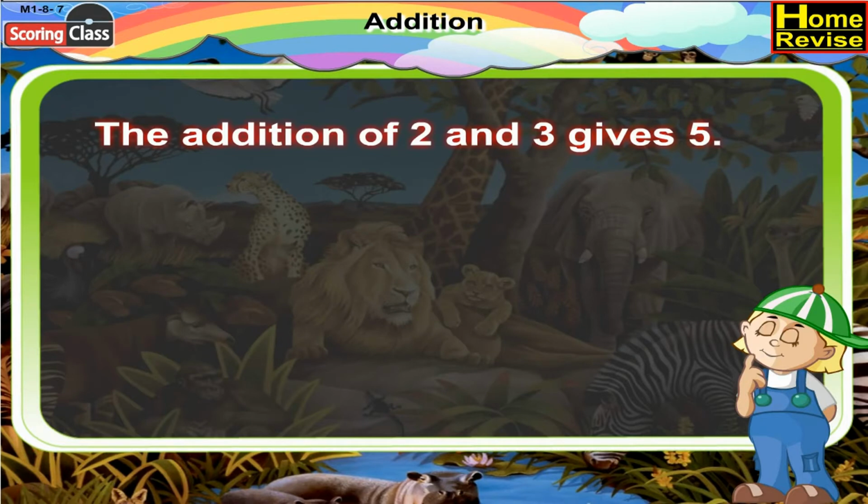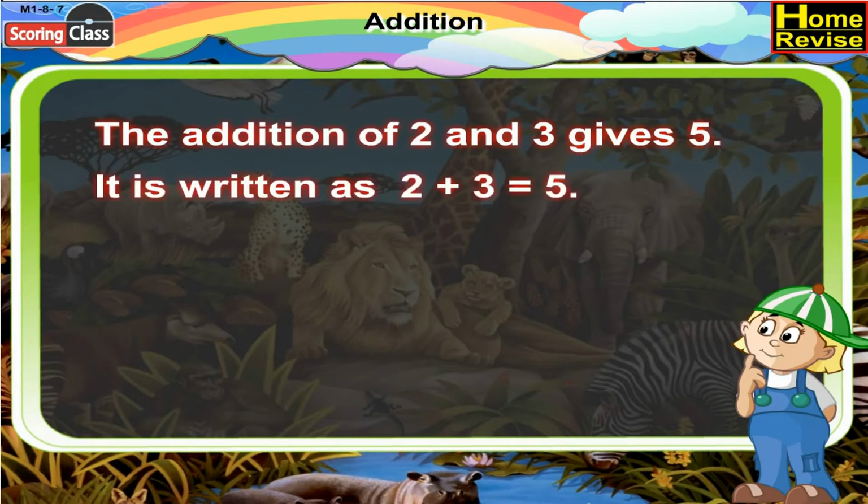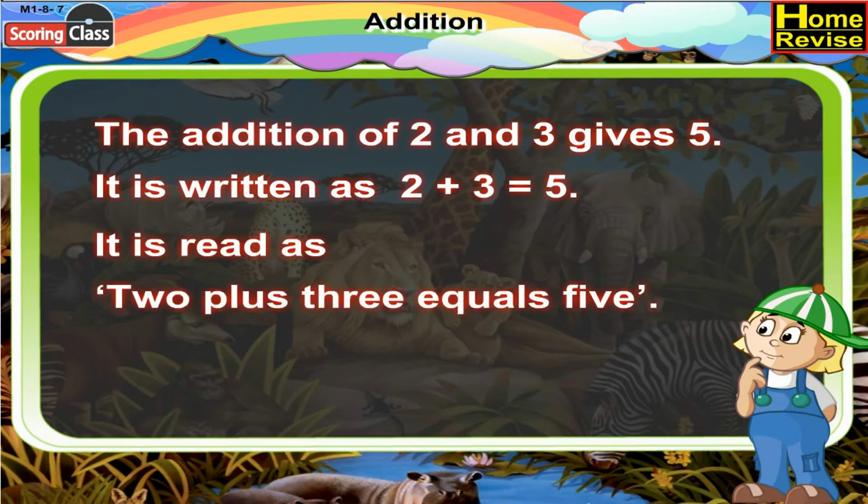Addition of 2 and 3 gives 5. It is written as 2 plus 3 is equal to 5, and it is read as 2 plus 3 equals 5. Now children, even when you change the order of numbers we are adding, the sum remains the same.